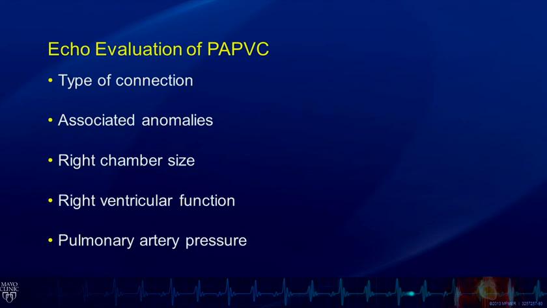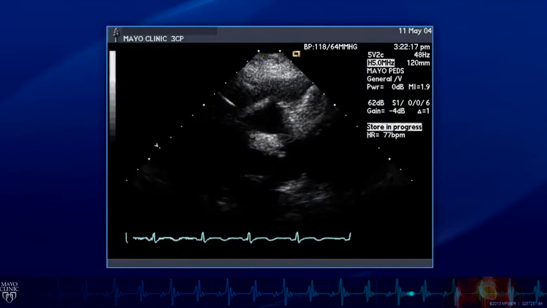If you can get a good view of the superior vena cava, you can see right veins returning with abnormal color flow into the SVC, but this is a difficult proposition. We want to look for associated anomalies such as the other types of atrial septal defects, and then evaluate the sequelae, looking at the right heart size and function, as well as evaluating the pulmonary artery pressure.